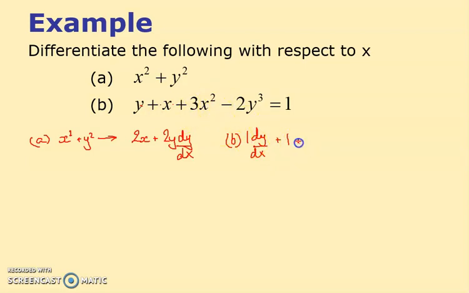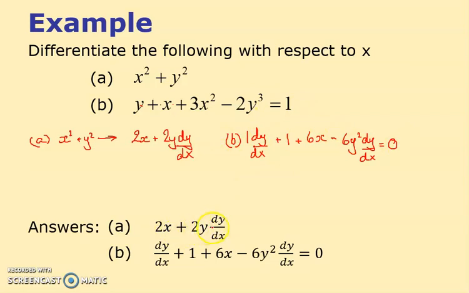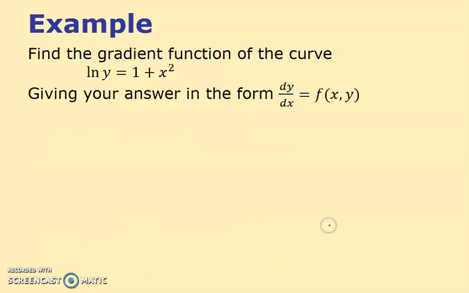3x squared, it's easy, that's 6x. 2y cubed, well, it's a minus 2y cubed. Differentiate as if it's normal. I know the letter's wrong, and this is what you've got to do. Whenever the letter's wrong, you still differentiate it. So it becomes 6y squared, but then put your dy by dx. It says equals 1, so I'll differentiate the 1, I get 0. 2x plus 2y dy by dx plus 1 plus 6x minus 6y squared dy by dx, perfect.